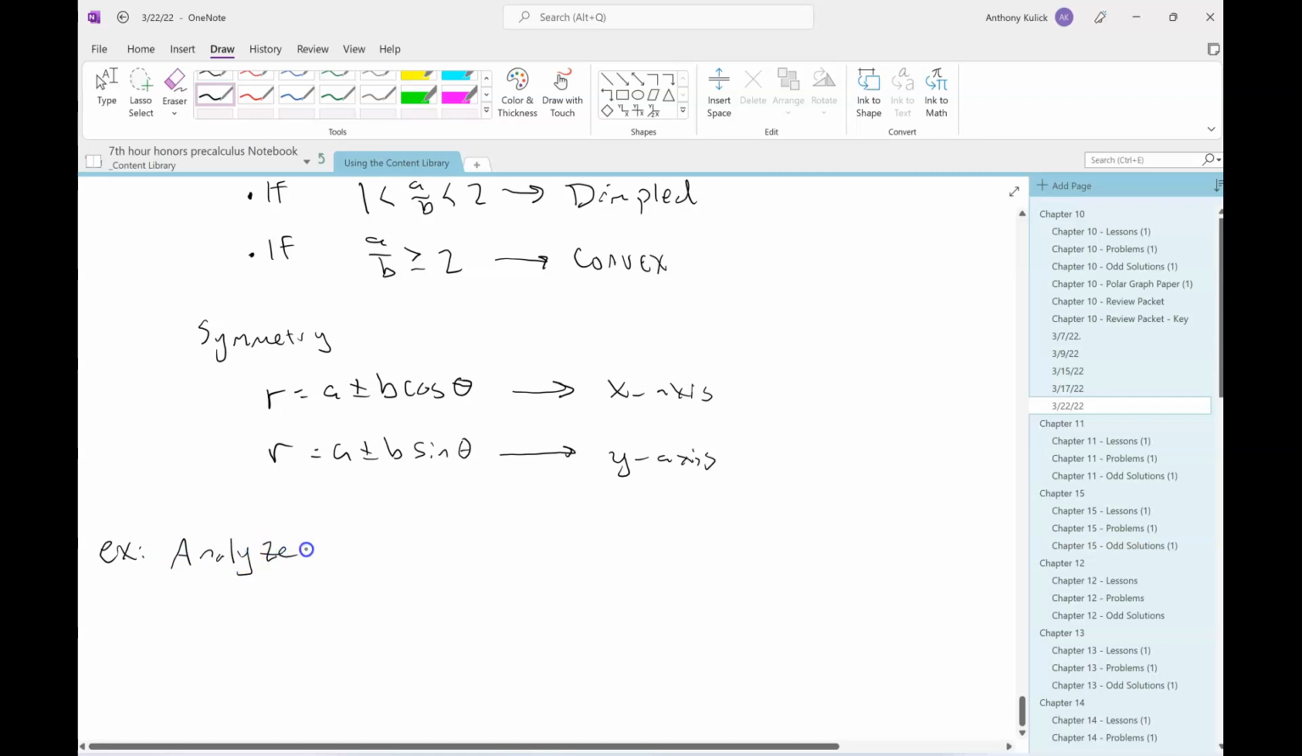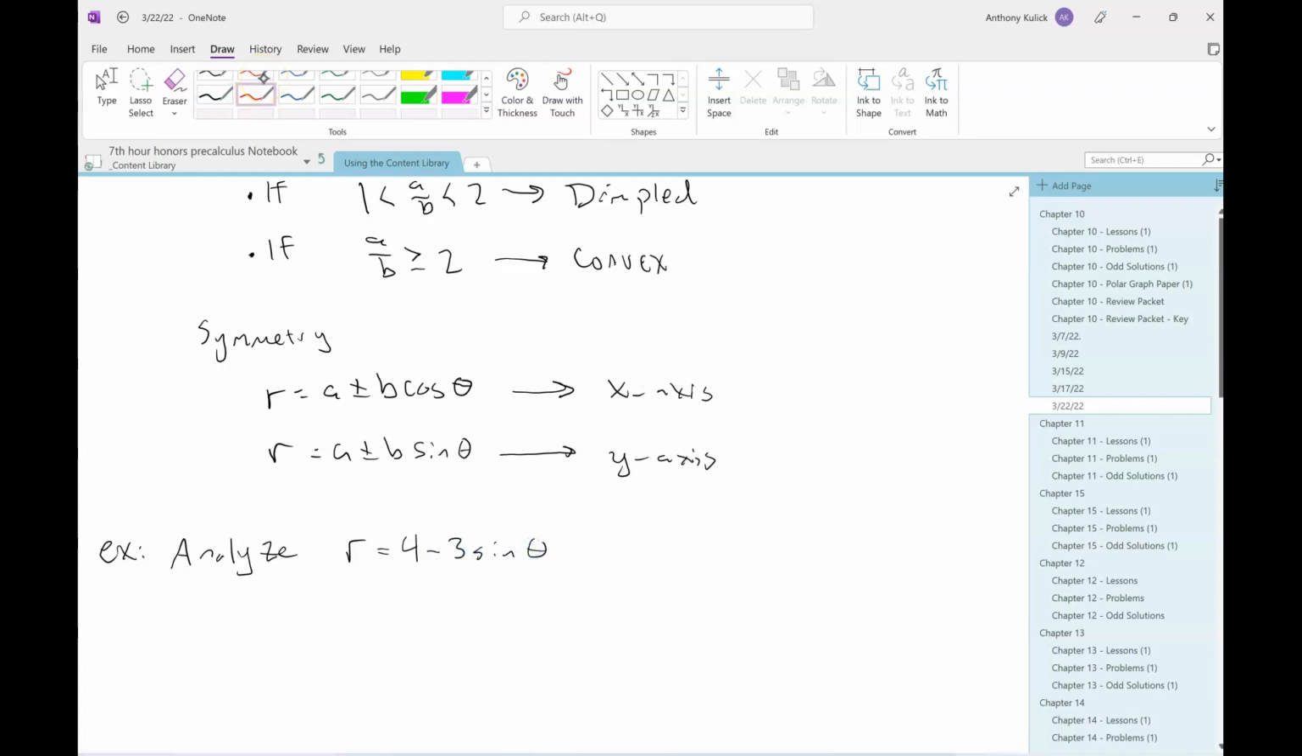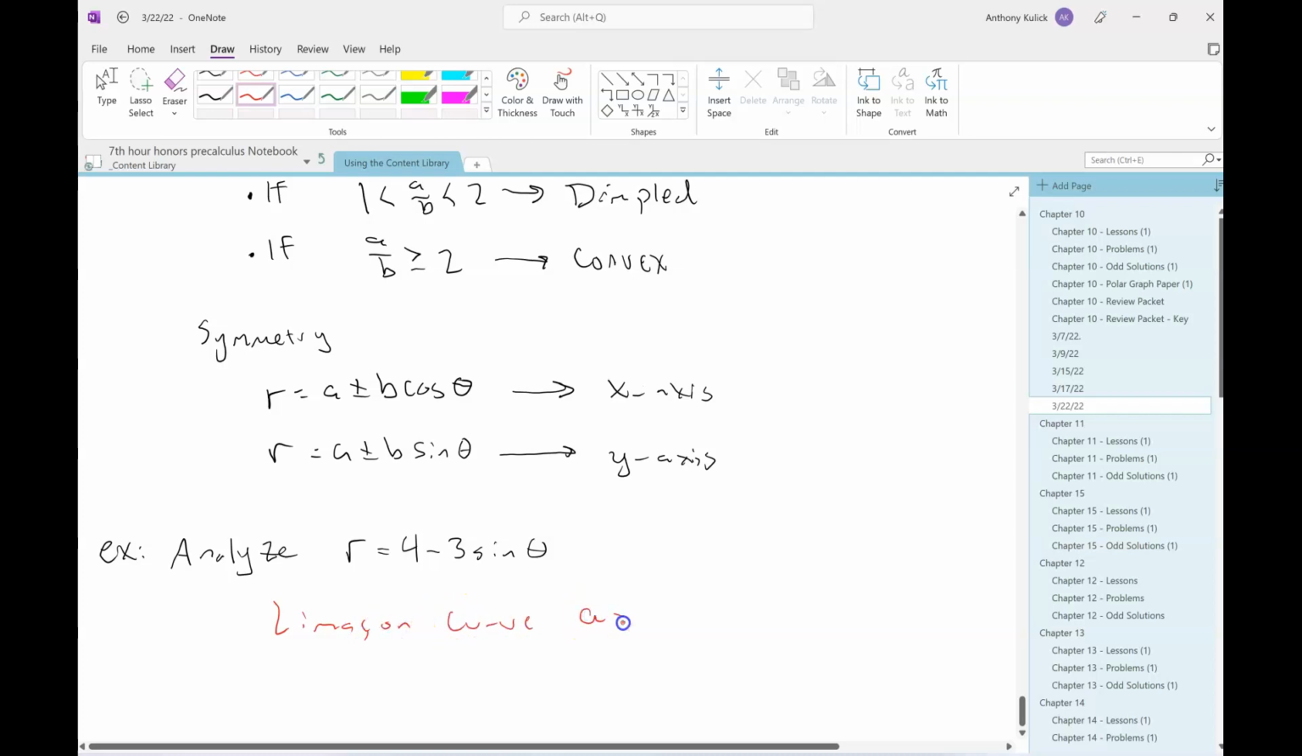All right. Final example for today. Let's just put this together and analyze 4 minus 3 sine theta. This is a limaçon curve where the a is 4 and the b is 3. Notice it's not negative 3. The subtraction symbol is never part of the value for a or b.